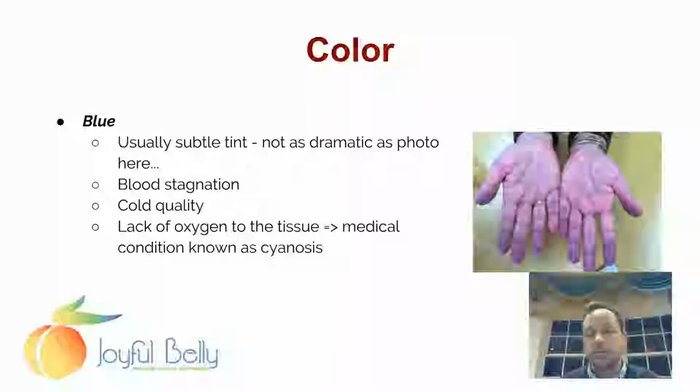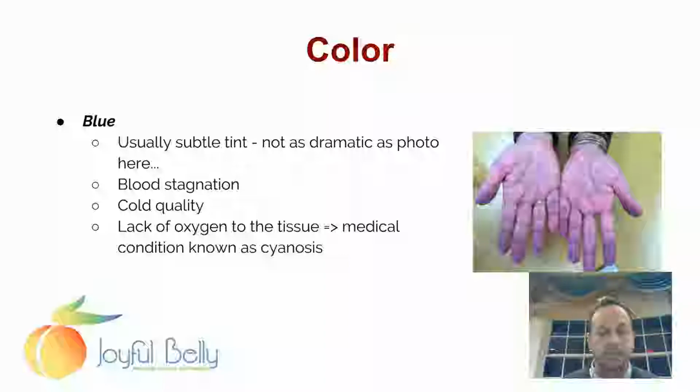Now let's look at blue skin. Now this is an extreme example of blue skin. I have never seen this. This may be like frostbitten skin, or it could even be that this person was playing with a magic marker or something. I don't know what's going on with this blue skin. Usually skin is a little bit more subtle than this. It's just a subtle bluish tint, and that's a sign of blood stagnation. The more blood tends to sit and not move, it gets a little bit more blue.